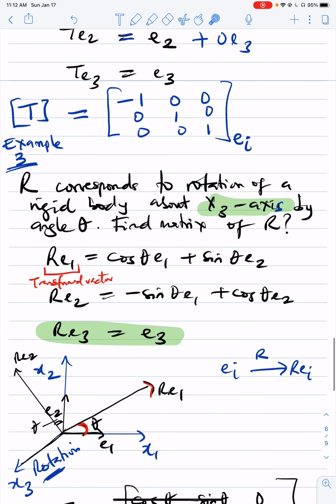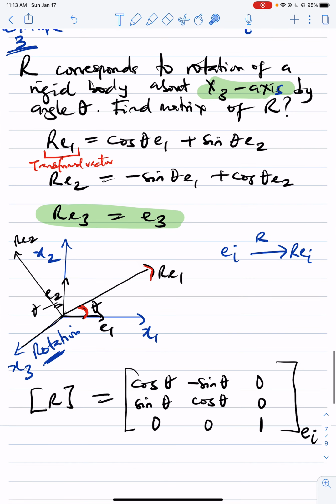Then we did a rotation tensor. A rotation tensor will involve an angle. There's a movement, right? An angle. And we did the same analysis for that.